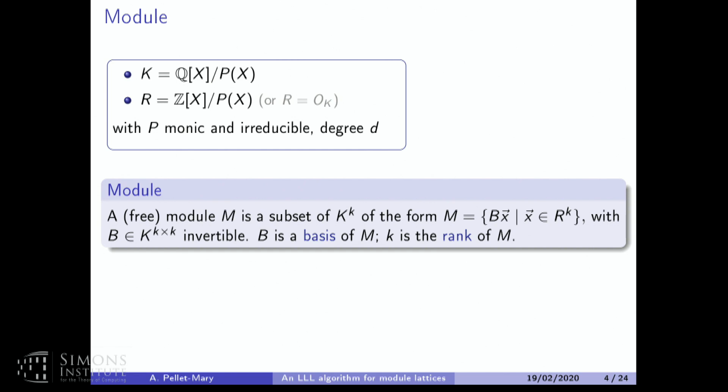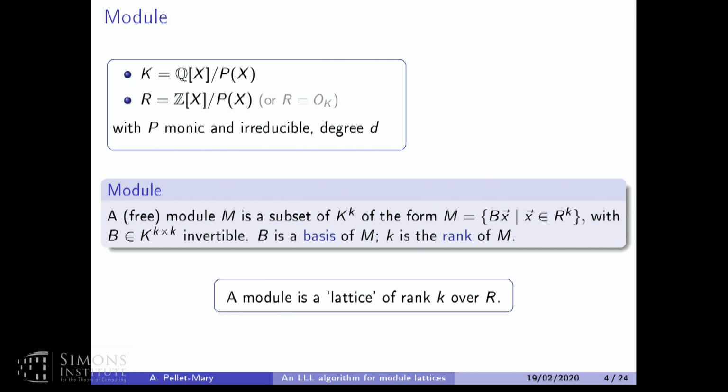It's a generalization of a lattice where you work in a number field, and the ring is Z[X] mod P, or the ring of integers of a number field, instead of the ring of integers Z we are used to. So in a sense, a module is a lattice over a ring R that is not Z. This is the algebraic definition of a module.